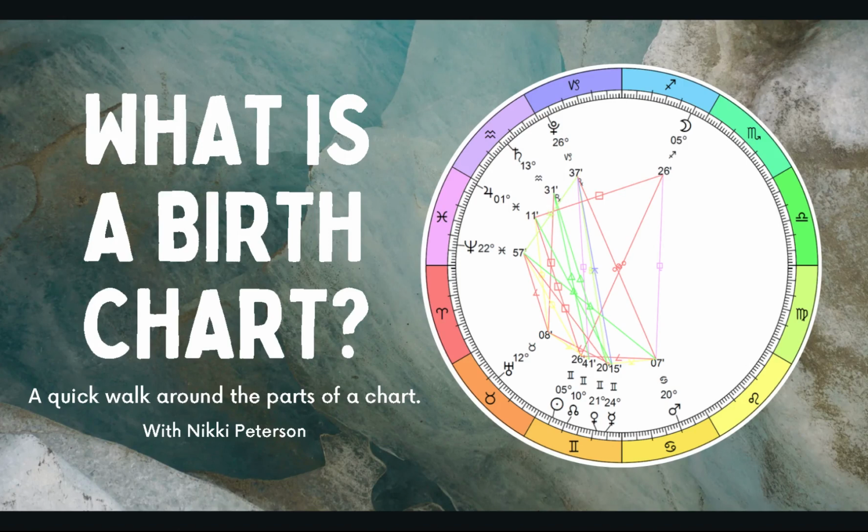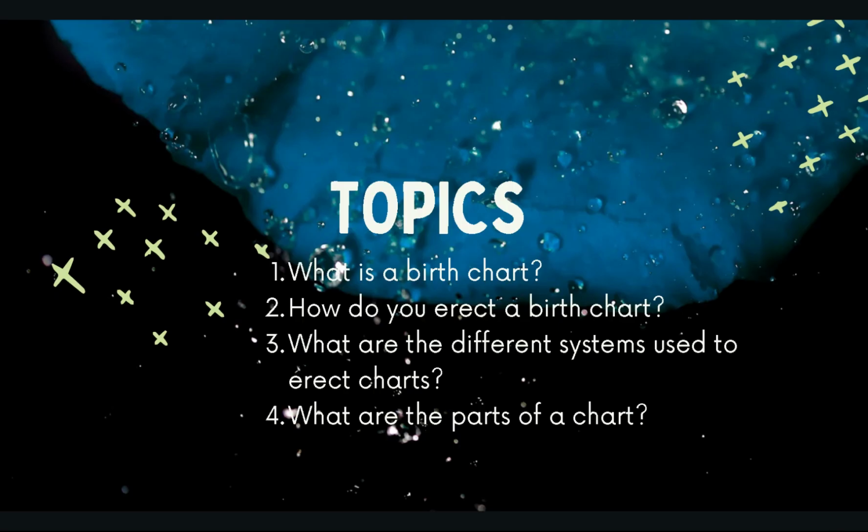Later, we'll get into reading the energies of a chart, but first, we really need to understand where things are located and how to find them. So let's get started. The topics we'll discuss here are 1, what is a birth chart? 2, how do we erect one or get one? 3, what are the different house systems used to erect them? And 4, what are the parts of a chart?